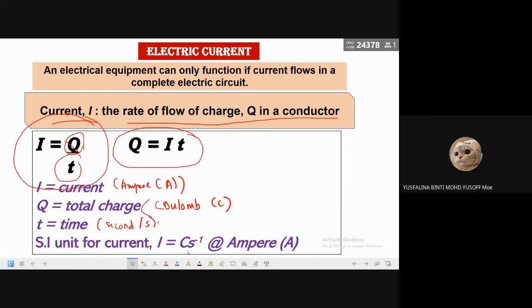And the SI unit for current, there are two. If you already know I is equal to Q over T, right? Q is in coulomb, T is in seconds, so coulomb per second. Or we can simplify it and put it as ampere. So remember the time has to be in second. So you need to change it to second if they give you a calculation question. You need to change your time to second.